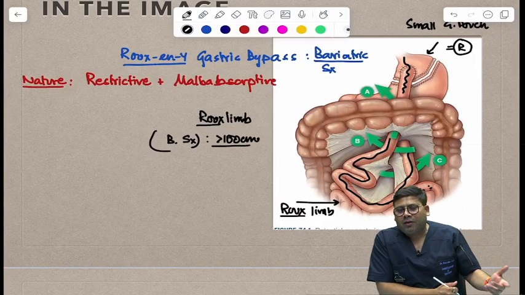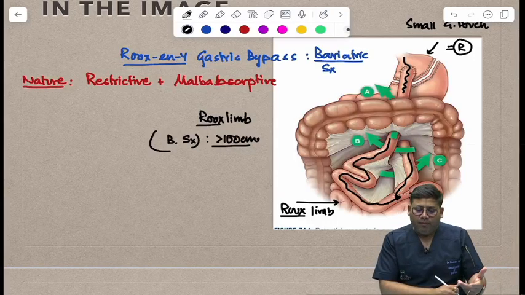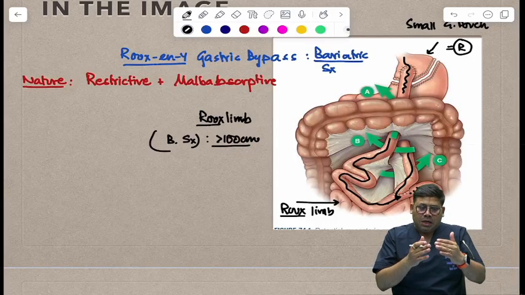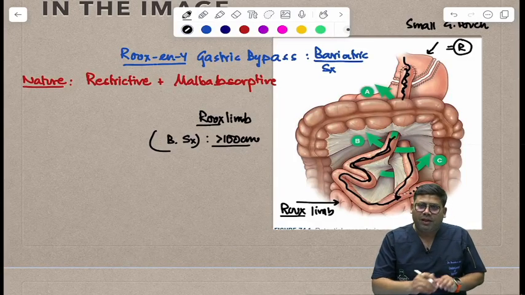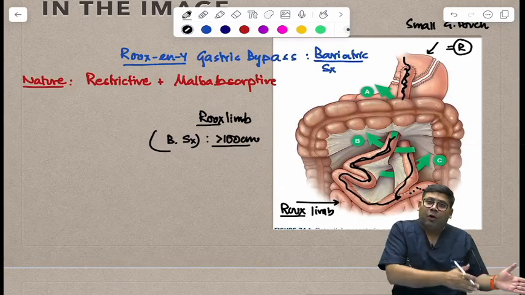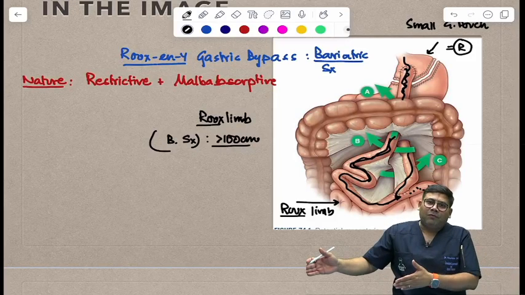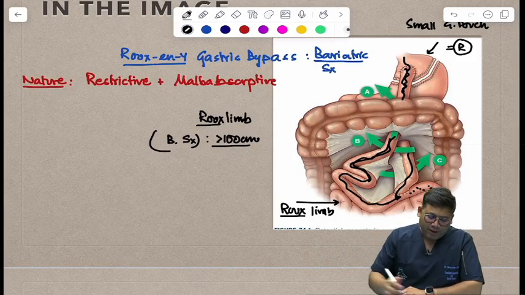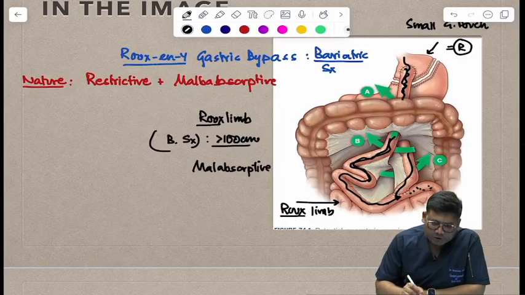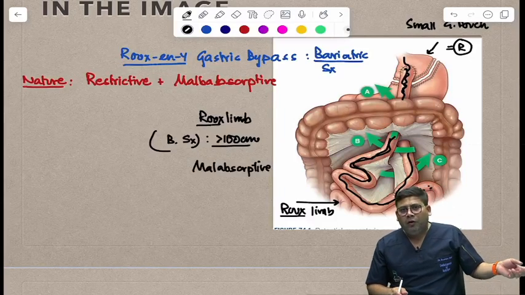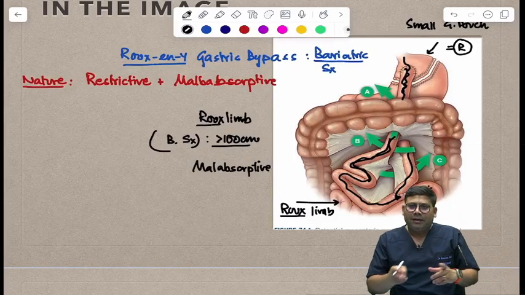If BMI is 50 plus, you can keep 120 also. Remember, students, there is 120 centimeter of the Roux limb which has been wasted because there is nothing inside it, it is working like a pipe. Entire duodenum and some part of the proximal jejunum is also wasted, and therefore you can understand why it is malabsorptive. So there is malabsorption also because of the long Roux limb, and it is restrictive also.